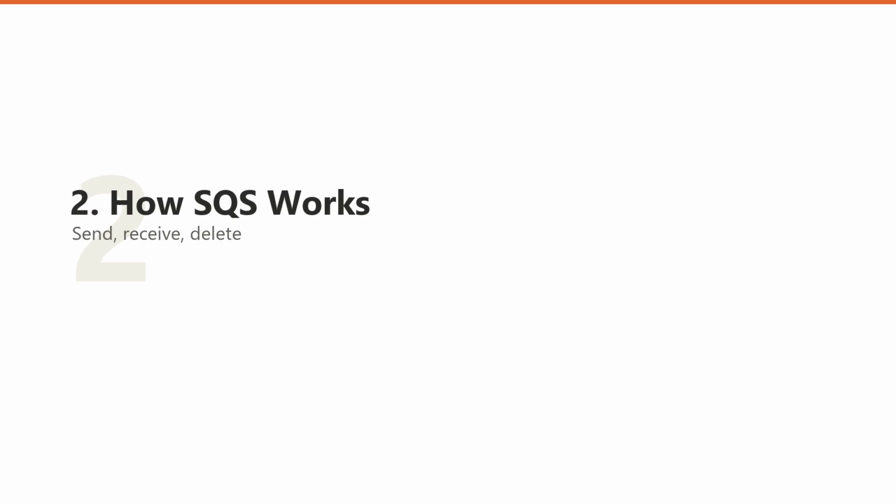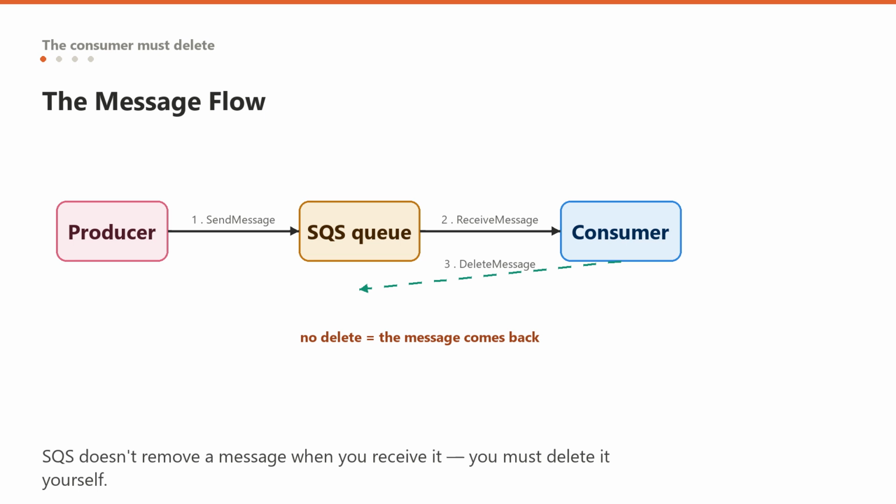Concept 2: How SQS actually works. Three operations, and one of them trips up almost everyone. The flow is send, receive, delete. A producer calls send message to put a message on the queue. A consumer polls the queue with receive message and gets one or more messages. Then, and this is the part people forget, the consumer must explicitly call delete message once it's done.